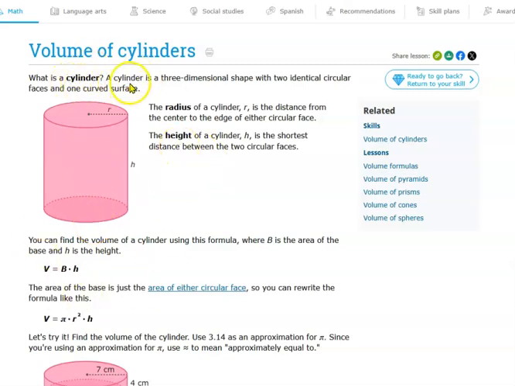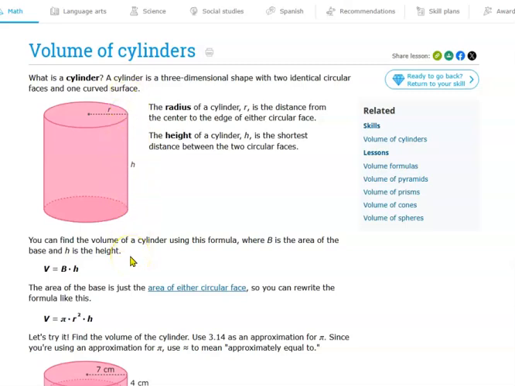It says, what is a cylinder? A cylinder is a three-dimensional shape with two identical circular faces and one curved surface. So there's a circle up here at the top and a circle down here at the bottom, and then we've got this distance in between them. The radius of a cylinder is the distance from the center out to the edge of the circular face. We just identified the radius for our problem, and the height is the shortest distance between the two circular faces.